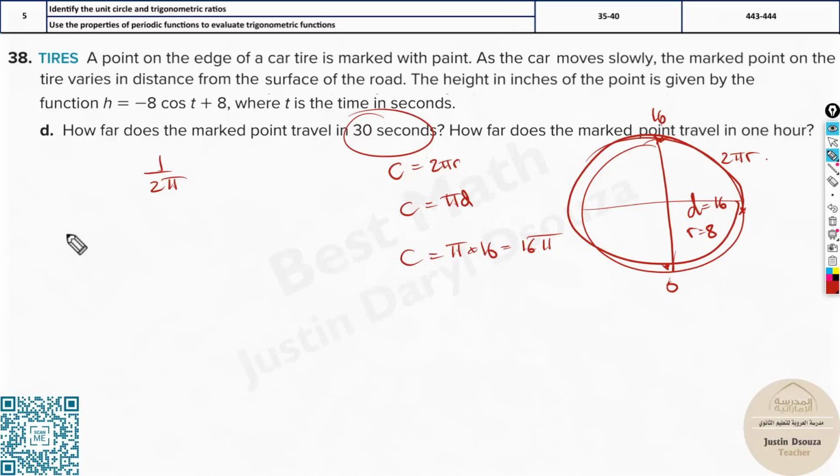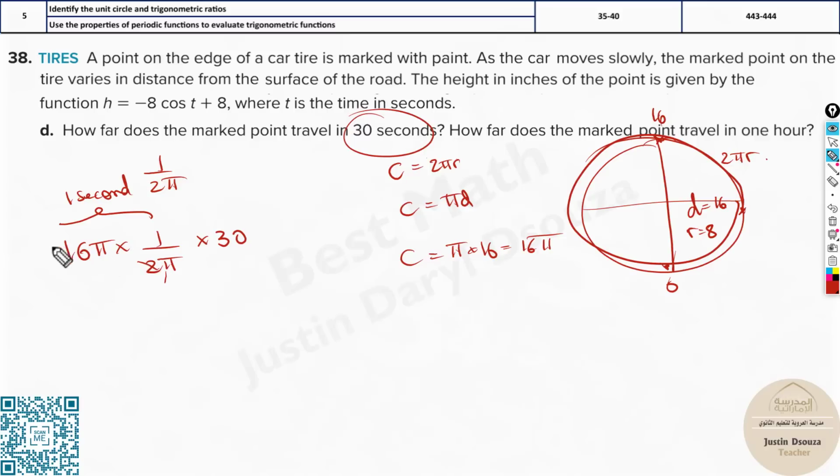So now if I know the circumference, and I know how many rotations per second, I'll multiply the circumference 16 pi by the 1 over 2 pi, which gives me the distance traveled per second, because this is the total rotations per second, right? So circumference multiplied by rotations per second will give me the distance for 1 second. But how much distance do we want? How much does the point travel in 30 seconds? So multiply this by 30, and you get the answer for the first one.